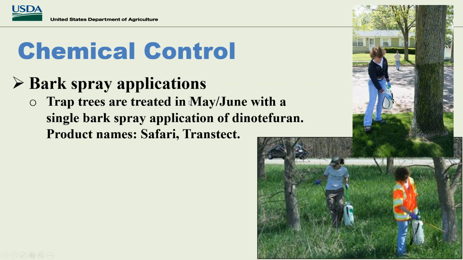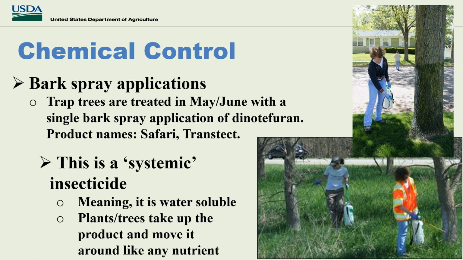The operational procedure is that we'll go out and start treating our trap trees in May or June, and we're just doing a single application from the base up to about 5 feet in height, putting out a maximum labeled rate of Dinotefuran, sold by trade names either Safari or Transtect. And this application method and chemical is also being used to control emerald ash borer.